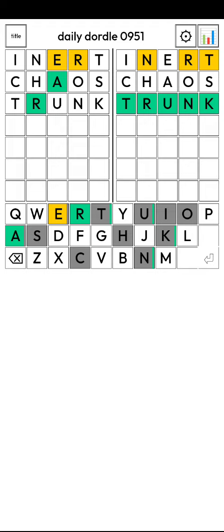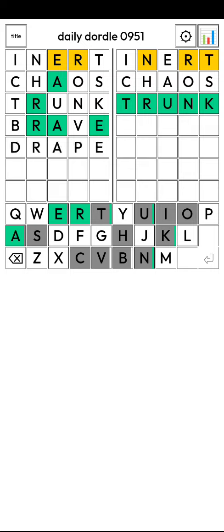It's going to be blank RA, blank E, isn't it? So it could be grave or brave or probably something else that I can't think of. So if it is just those two, let's try one of them. Oh, so it's clearly not grave either. Drape, perhaps? Still no. Oh, frame.